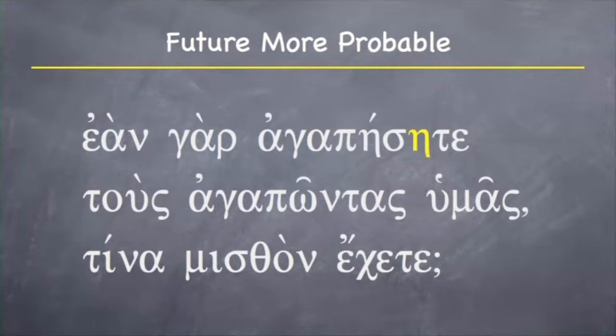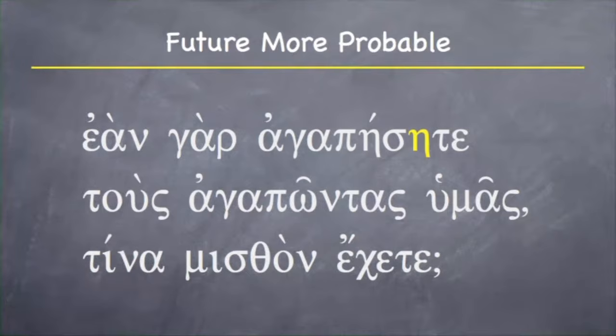When you see ean with the subjunctive, it's going to be one of two things. And the ean and the subjunctive aren't changing to tell you whether it's one or the other. It's an issue of context, okay? This is the distinction between a future more probable conditional sentence and a present general. Okay, now let me explain what those mean. First of all, the future more probable. A future more probable conditional sentence is envisioning a specific event in the future.